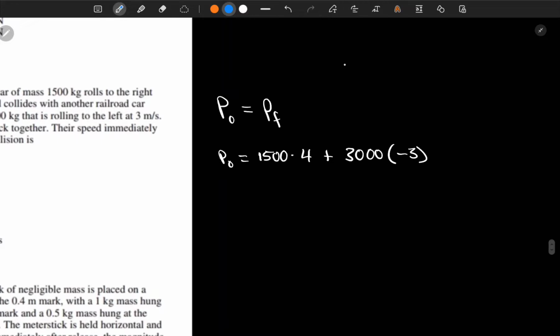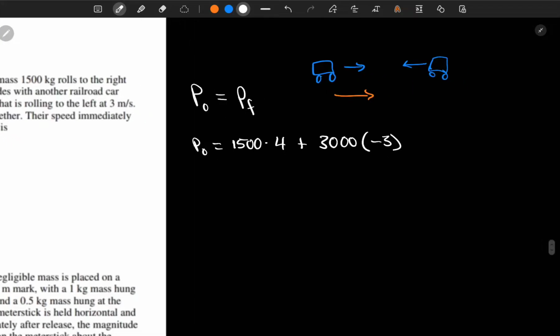So we have two cars, one going to the right and another car moving to the left. Assuming that the right is the positive direction, the car moving to the left has a negative velocity, hence the -3. Then, writing this out, we get 6,000 minus 9,000. And this should be equal to -3,000.